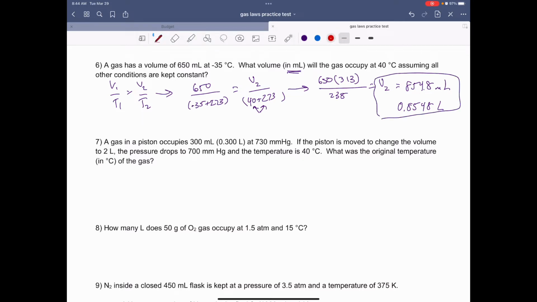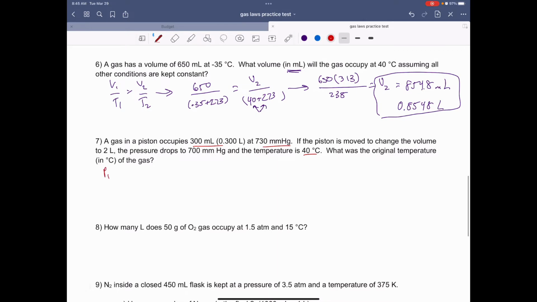Next one. A gas in a piston occupies 300 milliliters at 730 millimeters of mercury. If the piston is moved to change the volume to 2 liters and the pressure drops and the temperature is 40, what was the original temperature? Okay, so it looks like we have volumes, pressures, and temperatures, but no moles or anything like that. So this is going to be the combined gas law.